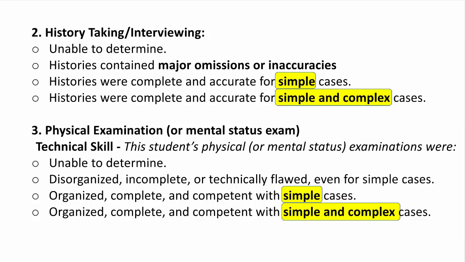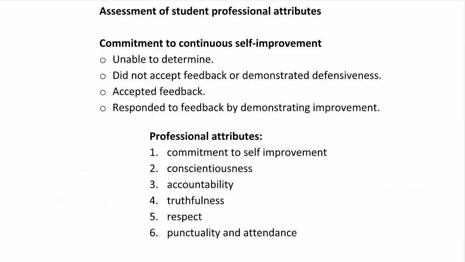The third section of the assessment form consists of the items assessing student professional attributes. These are softer things like commitment to self-improvement, conscientiousness, accountability, truthfulness, respect, and punctuality and attendance.